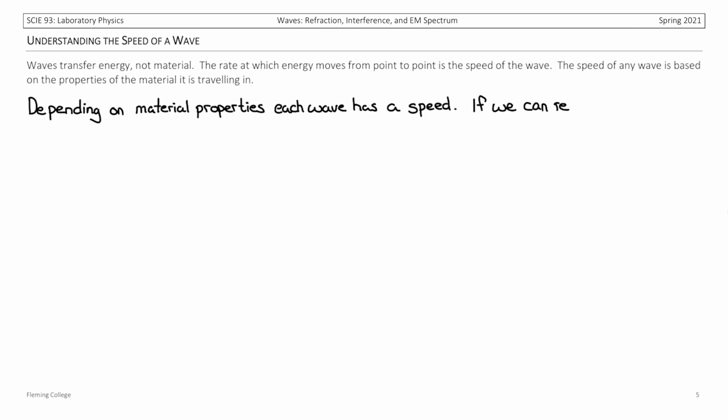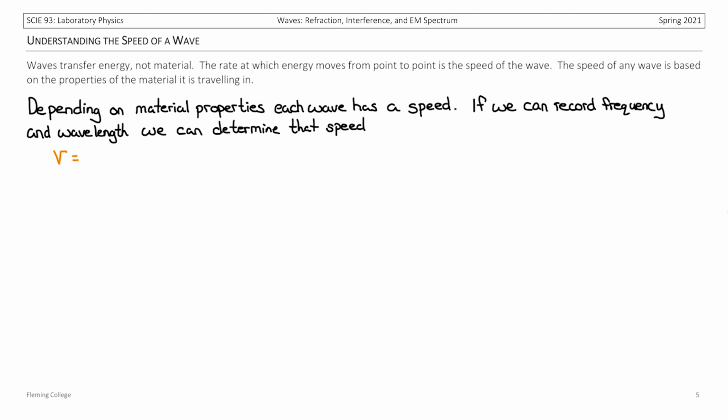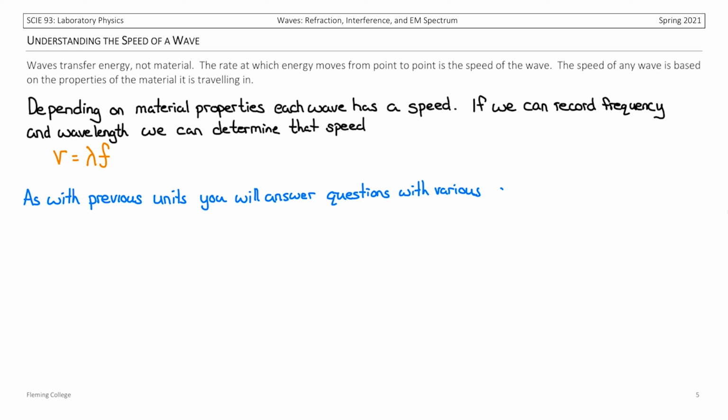If we can record the frequency and the wavelength, then we can calculate the speed, knowing that the velocity of a wave is equal to its wavelength, represented with lambda, multiplied by its frequency. From here, I'm sure you can predict that, as with previous units, you're going to be asked to answer questions with various combinations of information. So given a wavelength and a frequency, find velocity. Given a velocity and a frequency, rearrange and find wavelength, and all sorts of fun activities.